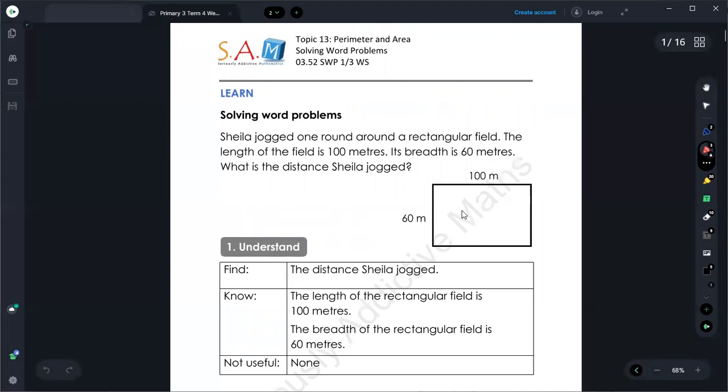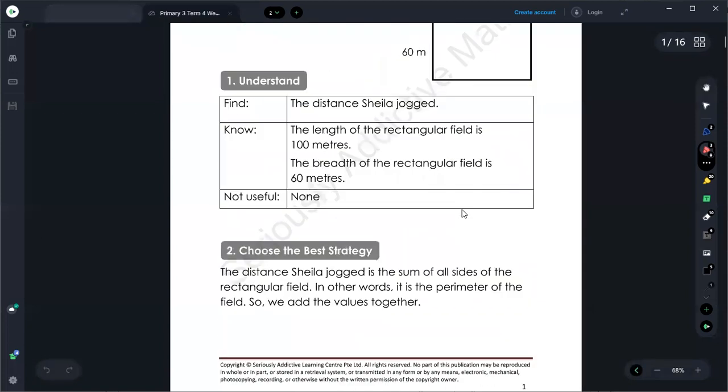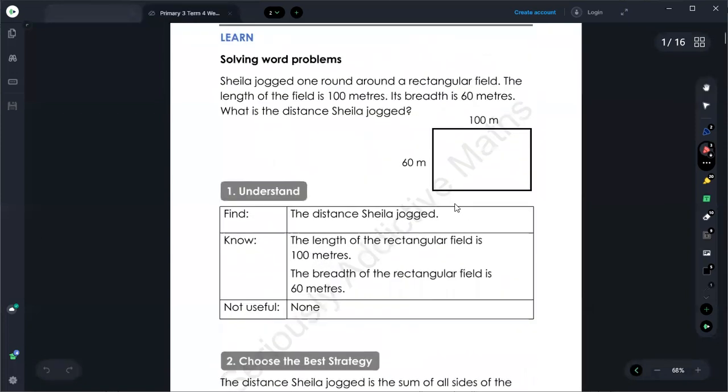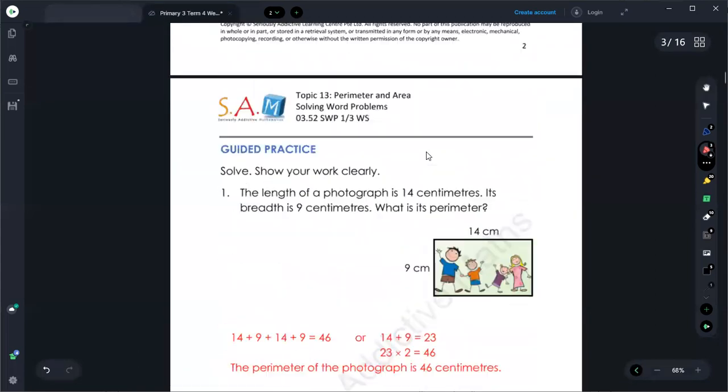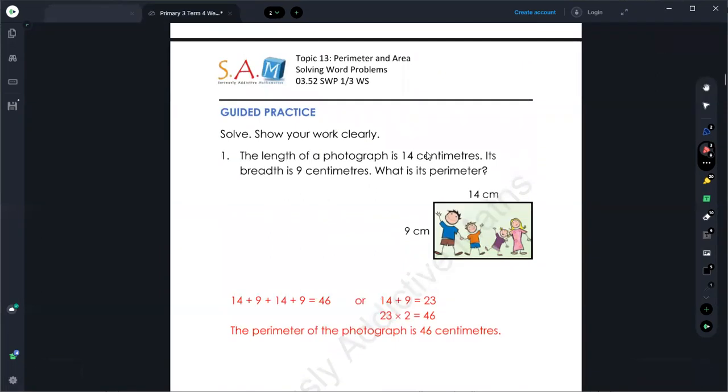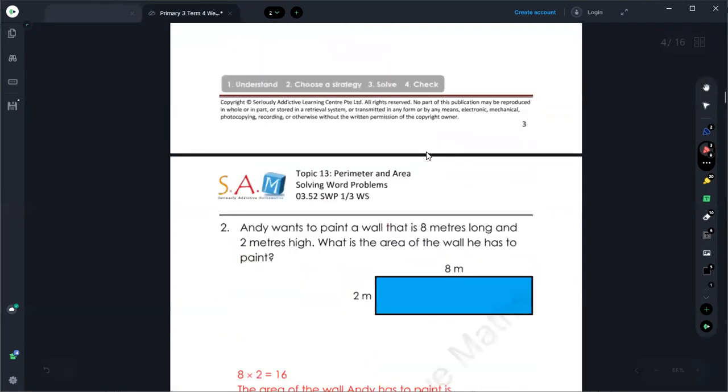What is the distance? Oh, hang on a second. This is not area yet, right? This is just perimeter as well. Although the question here didn't ask about perimeter, it's important for them to know that when they say distance, it basically means the perimeter, like a fence. So they should be able to see that the question is asking for perimeter even when the question didn't say so. So get them to do guided practice.